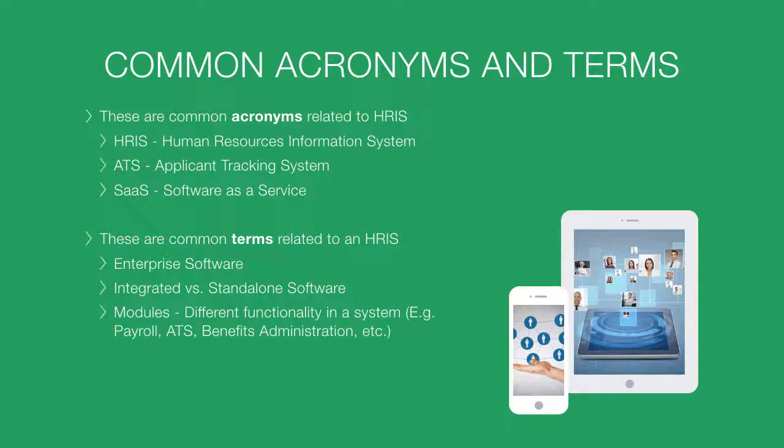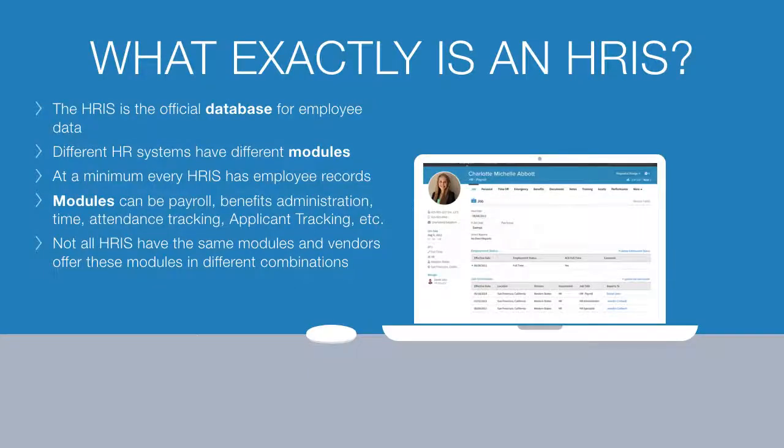So some common terms related to an HRIS, and just for purposes of this class, we'll talk about enterprise level software. Generally, enterprise level software is anything that will support a company of 2,000 or more employees. We'll talk about integrated versus standalone software. You'll see these terms as well. And then modules. Modules are basically the different functionality in a system. When I talk about modules, I'm talking about the payroll functionality within an HRIS system, or if it's a standalone product, because there are standalone applicant tracking systems and payroll systems, we'll be talking about those as well.